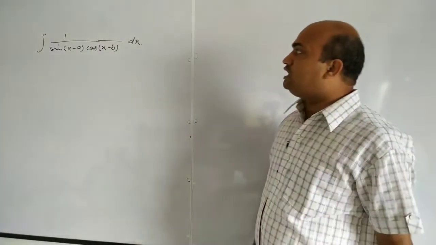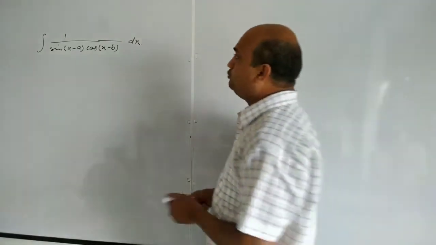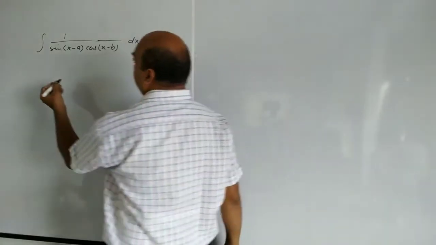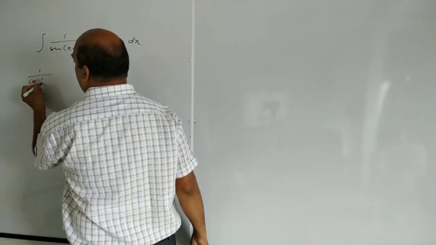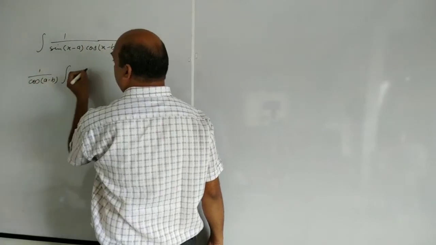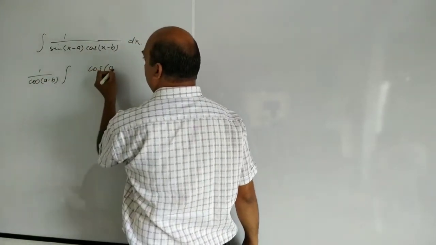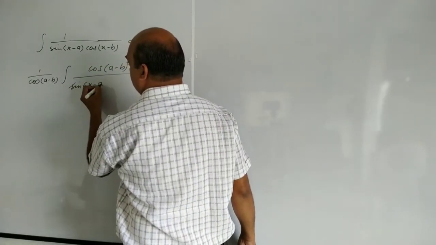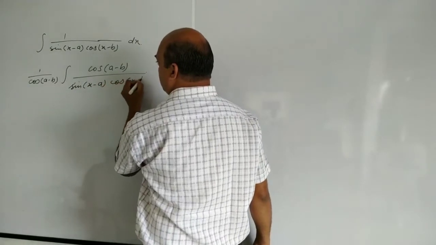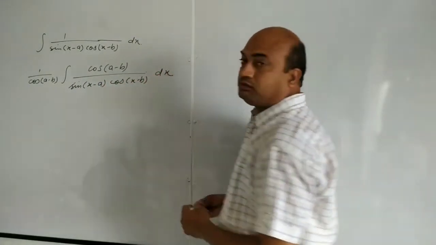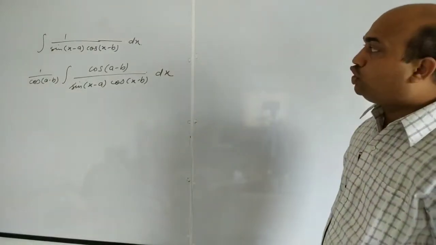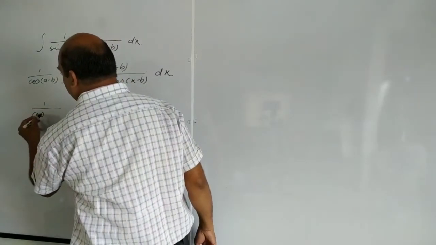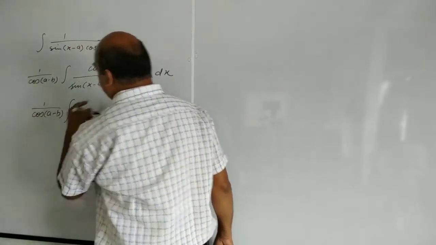Integration 1 upon sin(x-a) cos(x-b). What we do? Multiply and divide by cos(a-b). What we have done? Multiplied and divided by cos(a-b). This 1 upon cos(a-b) is the same, and here what we do?